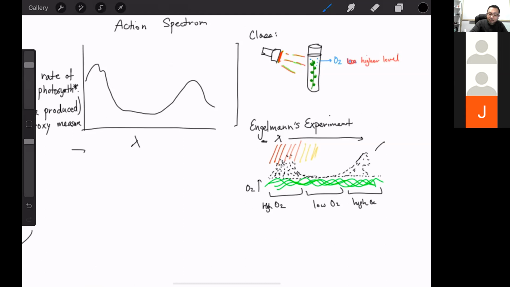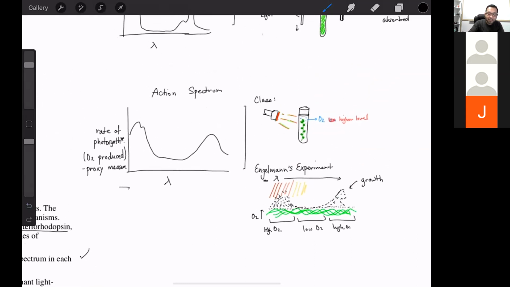So by looking at the growth of the aerobic bacteria, he was able to determine another way to draw up that action spectrum. That's a pretty ingenious methodology for that time frame. All right, so that's fine.